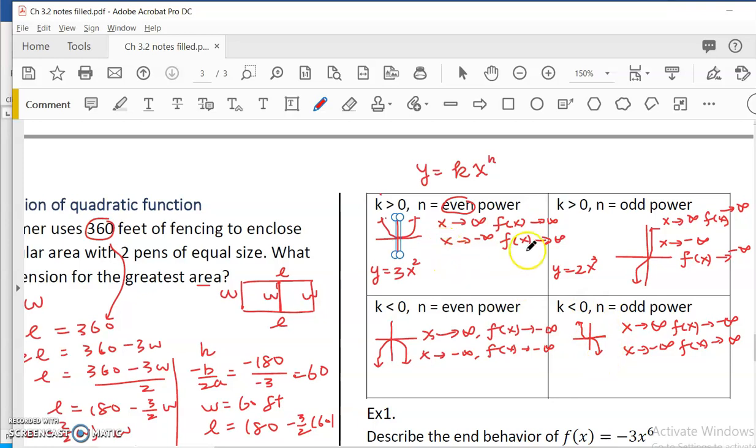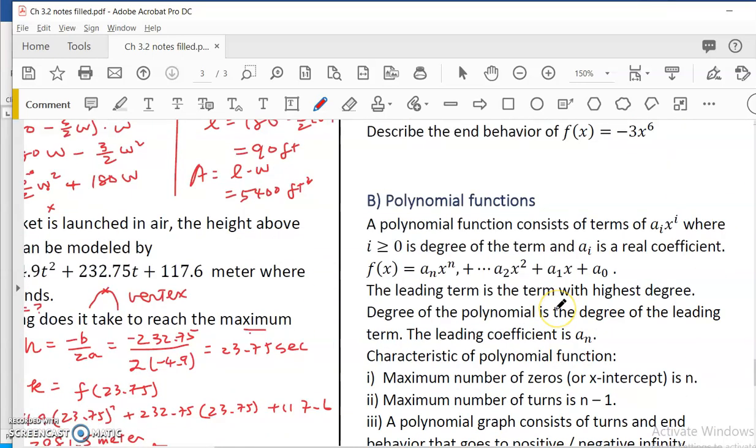So there are only 4 cases for y equals k x to the n. They are either up, up, or down, down, or rise to the right, drop to the left, or rise to the left, drop to the right. It depends on the coefficient and also the power. So this table summarizes that.